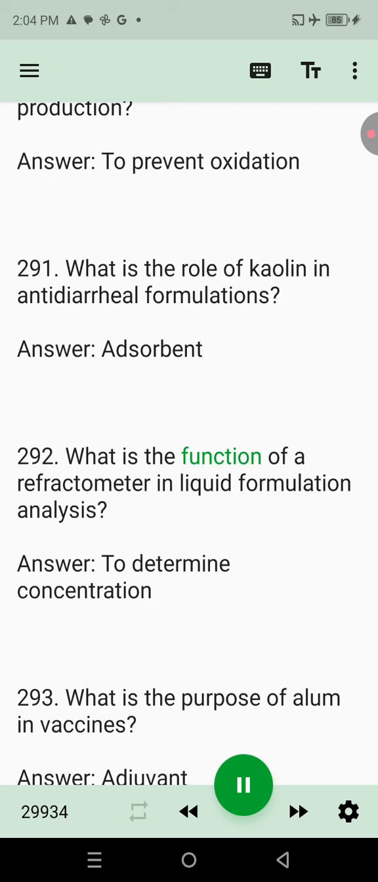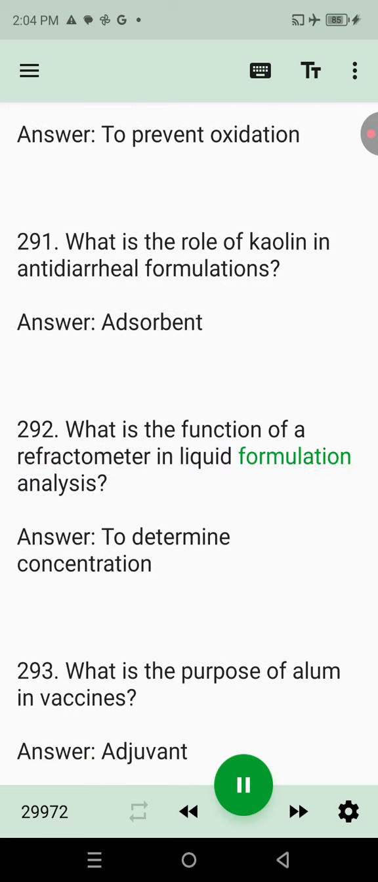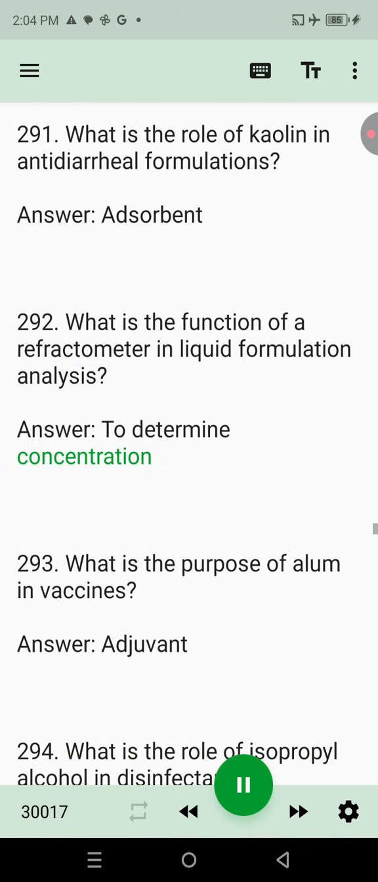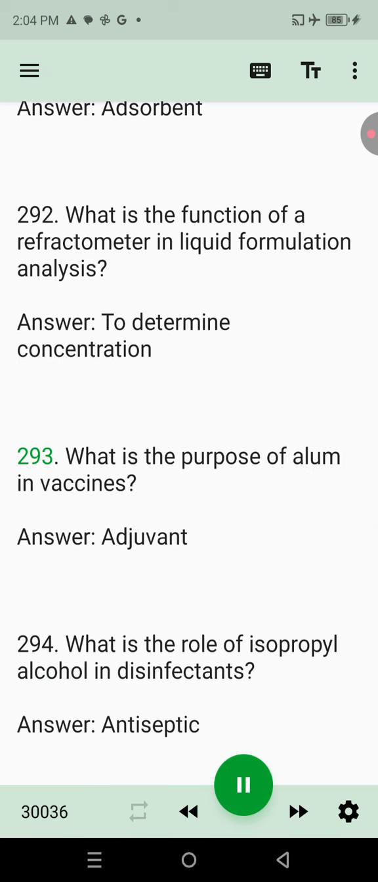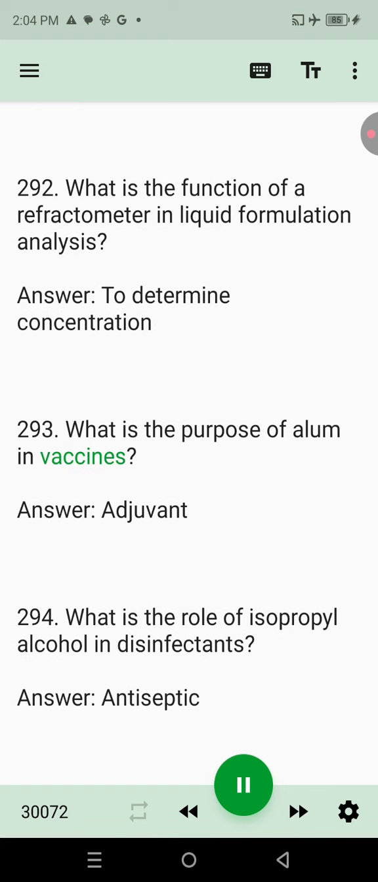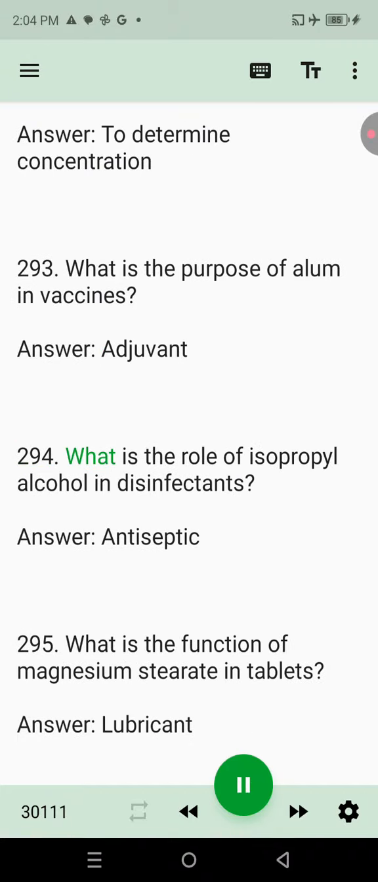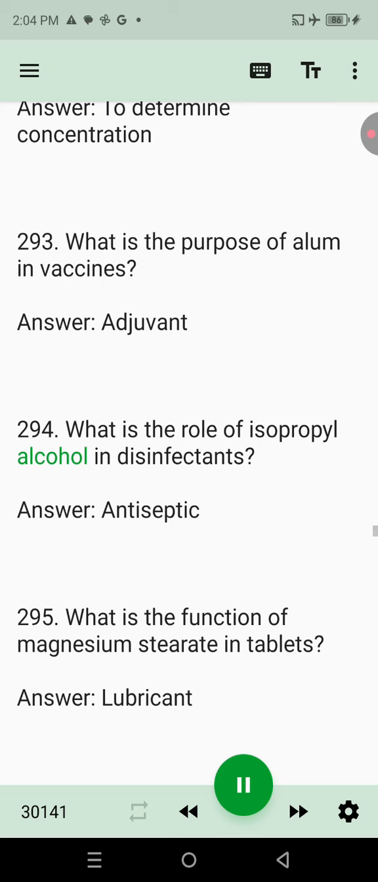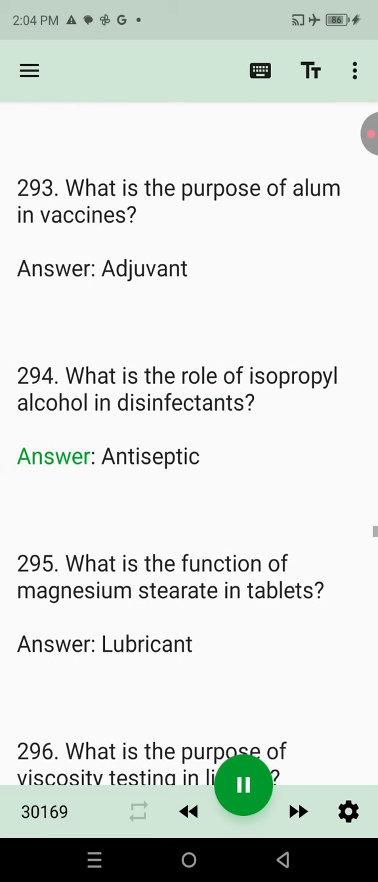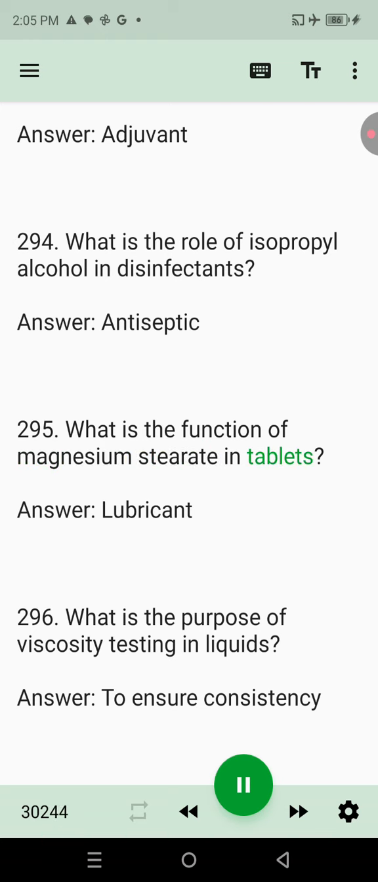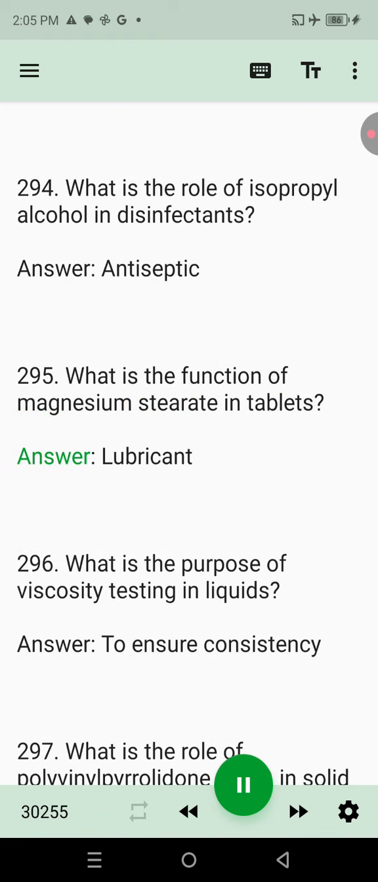292. What is the function of a refractometer in liquid formulation analysis? Answer: to determine concentration. 293. What is the purpose of alum in vaccines? Answer: adjuvant. 294. What is the role of isopropyl alcohol in disinfectants? Answer: antiseptic. 295. What is the function of magnesium stearate in tablets? Answer: lubricant.